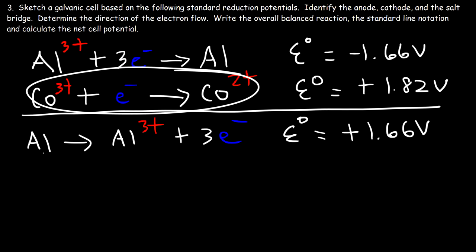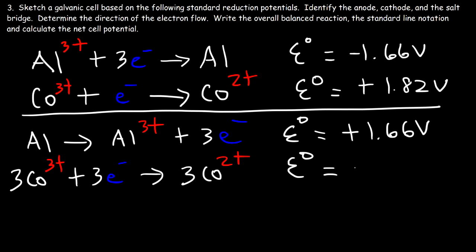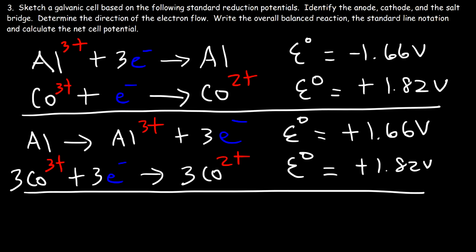Now I'm going to multiply this one by 3. The number of electrons must be equal in order for this to work. So I'm going to have 3 electrons this time in both half reactions. Now the cell potential will not change. Do not multiply that by 3. That's going to stay the same, positive 1.82 volts. So now we can add up the 2 half reactions.